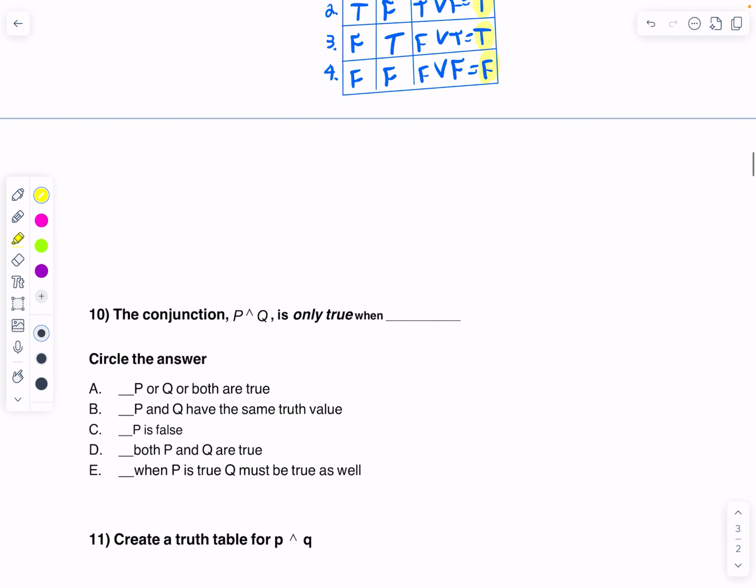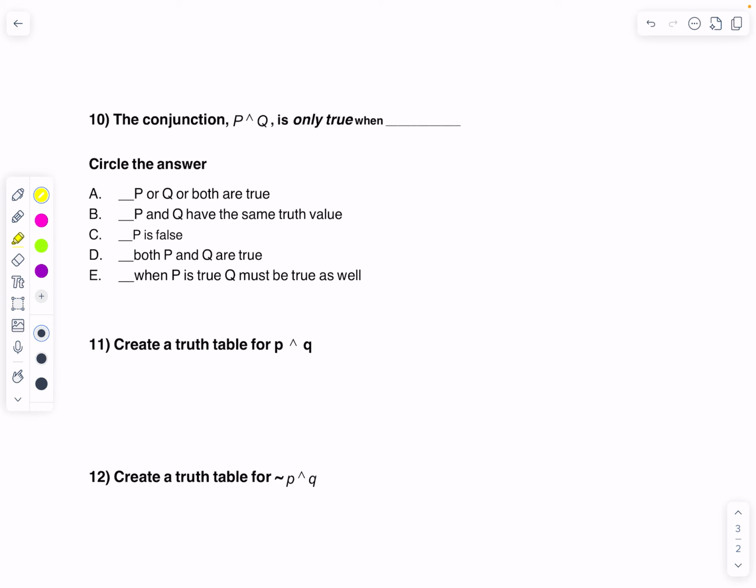Let's move on to 10. The conjunction P and Q is only true when both P and Q are true. Otherwise, it is false. So the answer to that is A. Both P, whoops, no, it says or. No, it should be and. P and Q have to have the same truth values. No. Okay, so it's D. Both P and Q are true. This one. Okay.